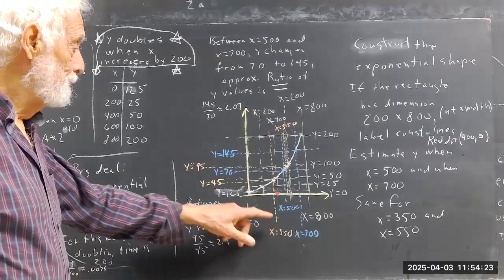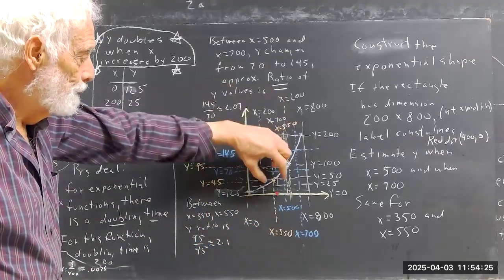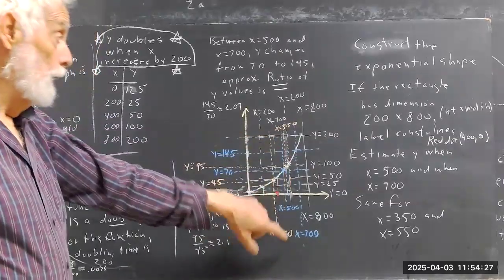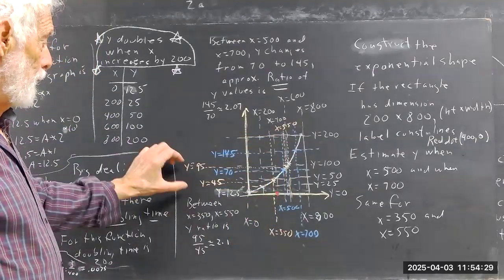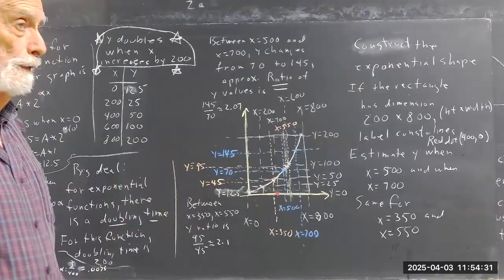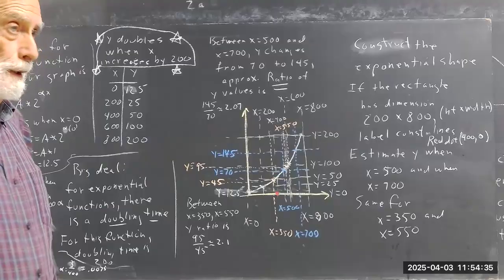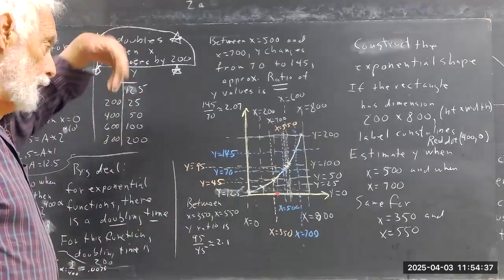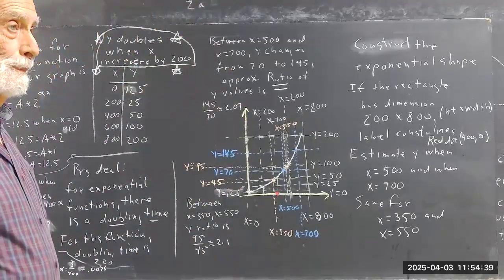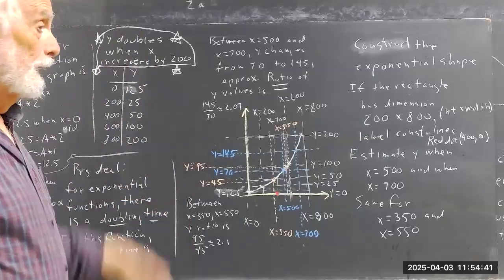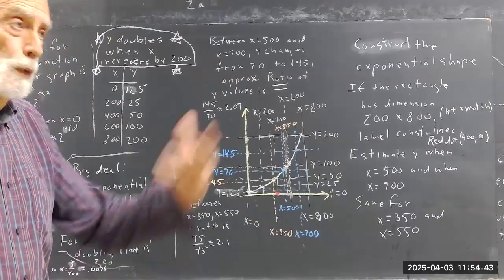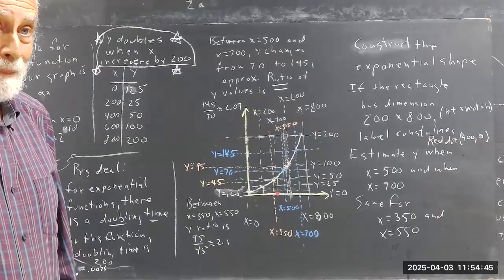And between the 2 orange lines, the y values went from 45 to 95. Well, from 45 to 90 would have been a doubling. 45 to 95 is a little more. Somebody else might have estimated 50 and 90 and got 1.8 for the ratio.